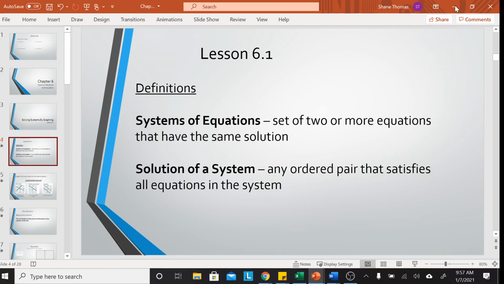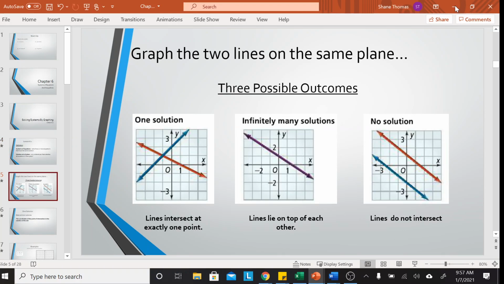It's definitions. Just for definitions, just remember, a system of equations is a set of 2 or more equations that have the same solution. A solution of a system is an ordered pair that satisfies every equation. It doesn't just have to fit for one, it has to fit for all of them. Now, this one here is kind of a key one to remember. Whenever you graph 2 lines on the same plane, you have 3 possible outcomes.